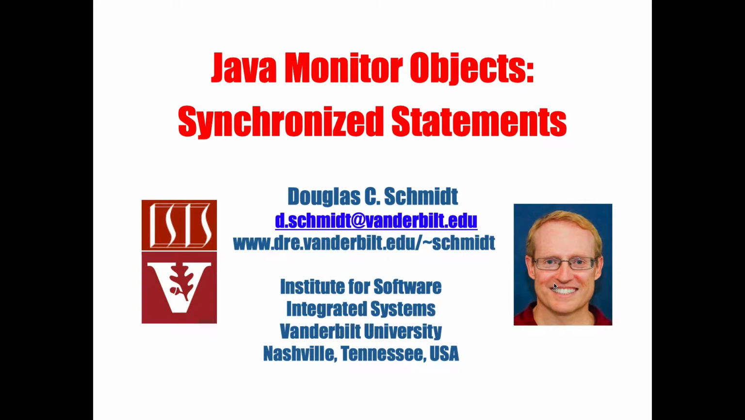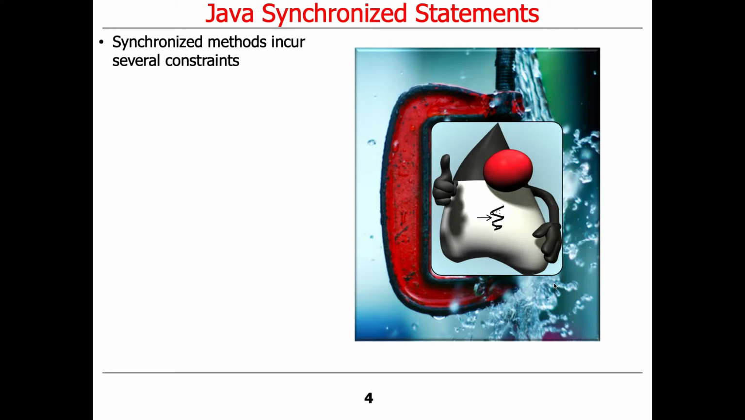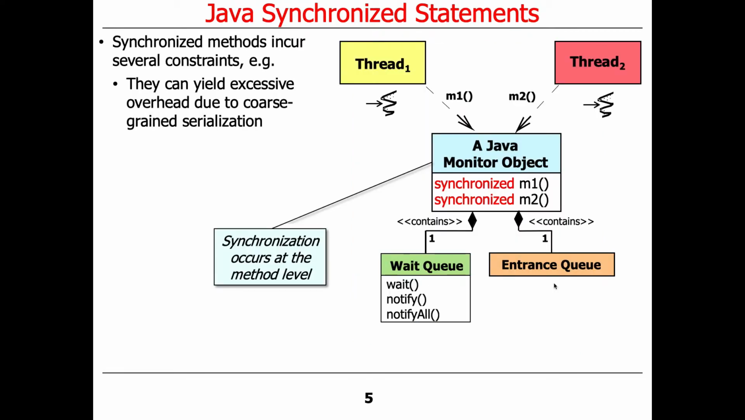Now that we've talked about synchronized methods, let's talk about the sibling to synchronized methods called synchronized statements. And you'll see that this is yet another mechanism that Java provides to support mutual exclusion. So some of the problems with synchronized methods, we talked about some of the cons, they have several constraints. One problem is they're very coarse-grained.